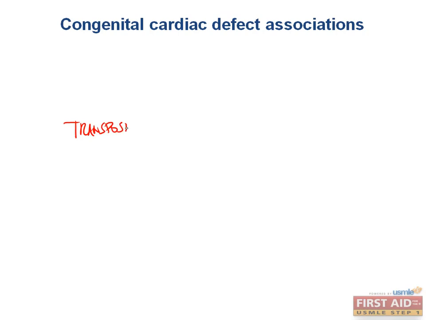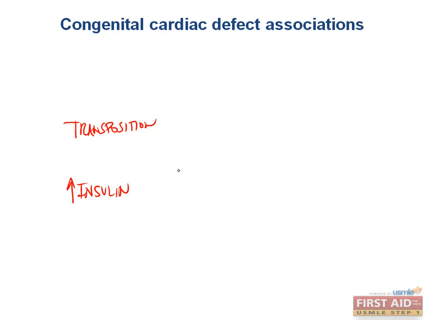Now why? Well, we know that transposition of the great vessels is most likely going to be caused by an abnormal twisting of the aorticopulmonary septum, as in it did not occur at all. Can anyone tell me why this happens? So, an infant of a diabetic mother, they have chronic high levels of glucose. They will have very high levels of insulin in response to that high level of glucose.